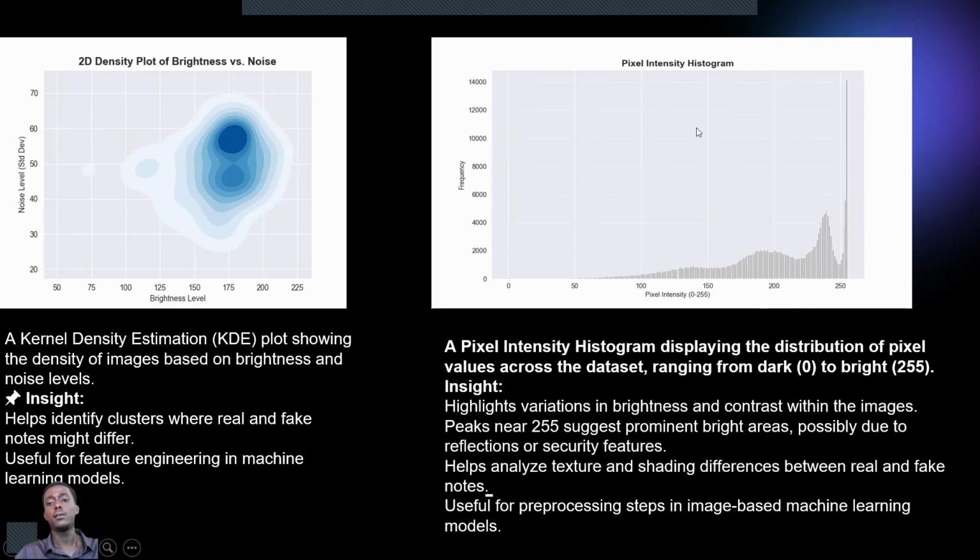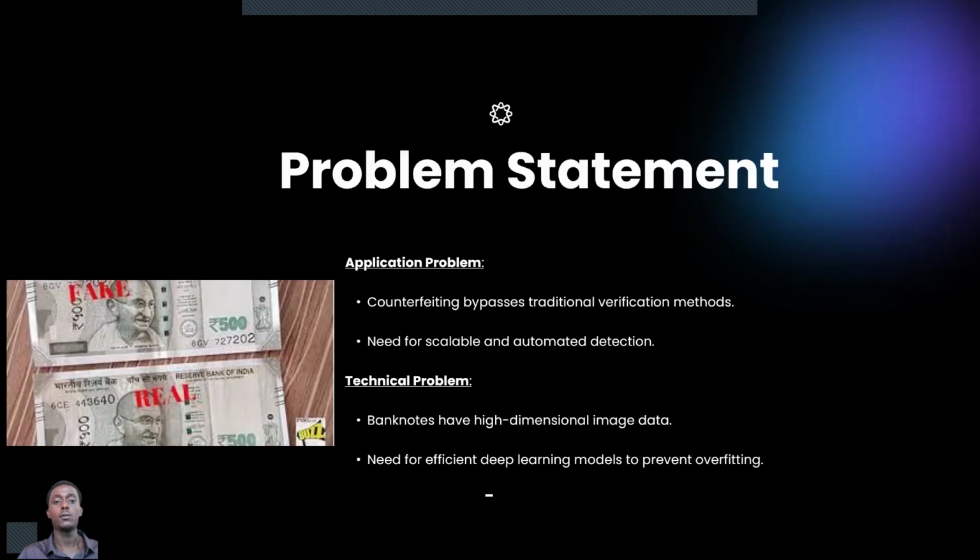Then the pixel intensity histogram on your right was just to show the distribution of pixel values across the image dataset, which ranges from 0 to a maximum of 255, with the frequency being the number of images in the dataset. What it suggests is that it highlights variations in brightness and contrast within the images, which helps in analyzing texture and shading differences between real and fake notes. Think about the colored images and also those that are in grayscale.